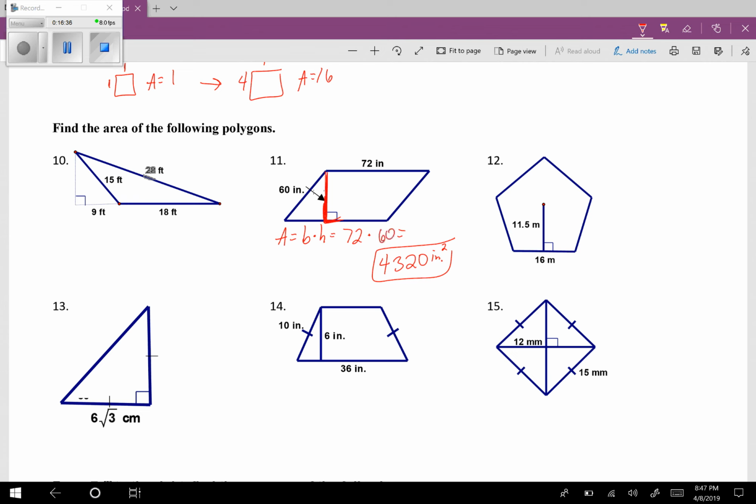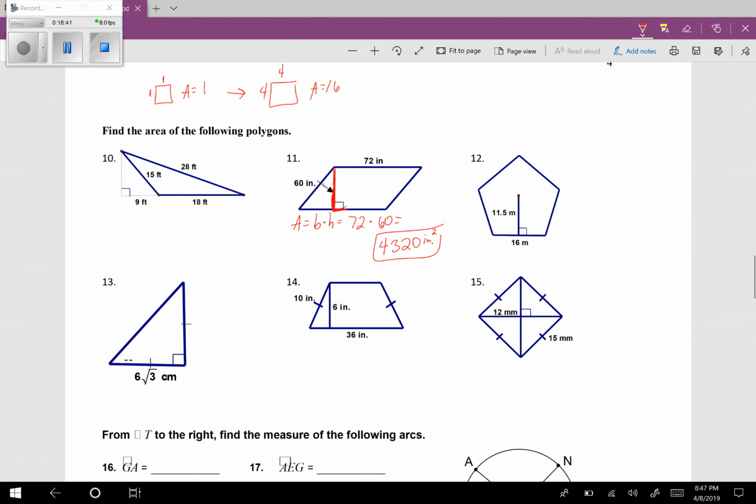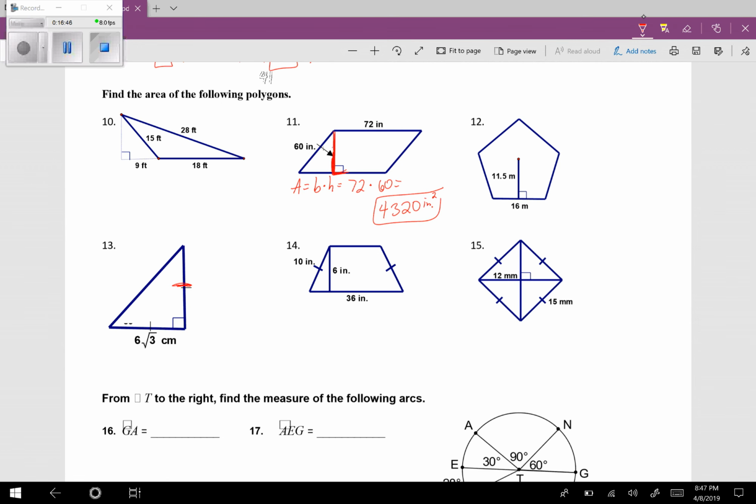Alrighty, now we will do number 13 here. Okay, you can see from the markings that this is an isosceles triangle. You got two congruent legs. So if this side is 6 square root of 3, this side is also 6 square root of 3. So now, area of a triangle, base times height, divide by 2. So 6 square root of 3 times 6 square root of 3, divide by 2.